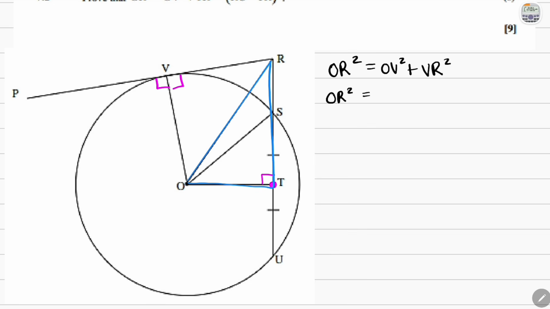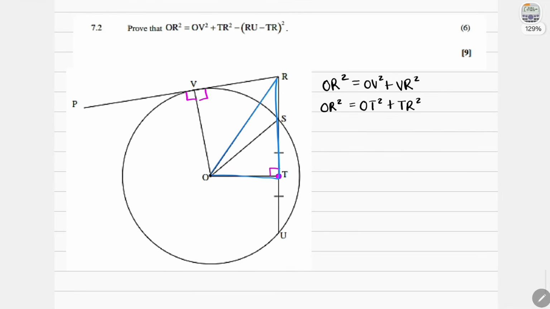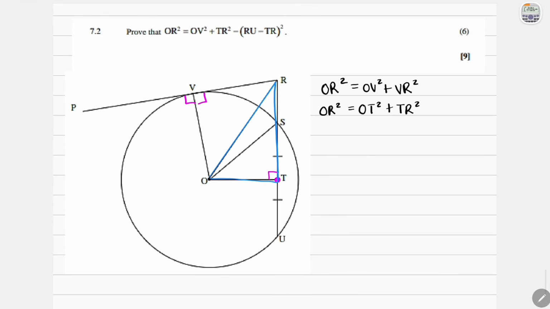Okay. And if we did that, we would have to say, since this is the hypotenuse squared, you would say OT squared plus TR squared. Okay. Now, in all of these, I should not forget to say theorem of Pythagoras because we still need to give reasons for our answers.